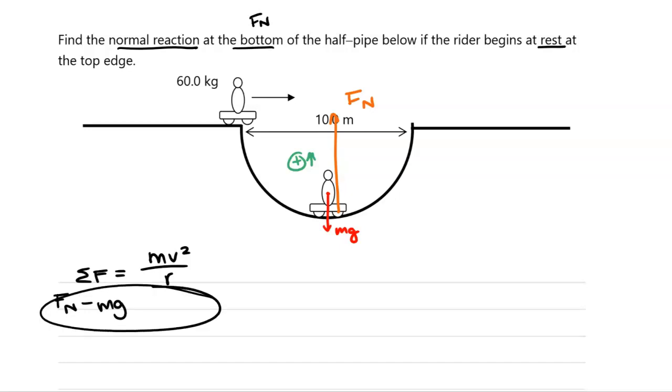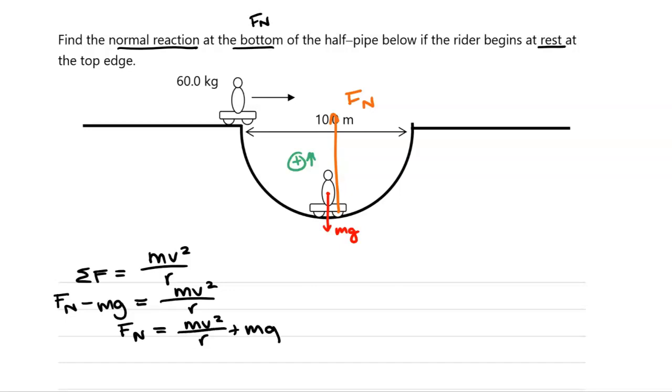This step here is the one that's most poorly done, and that sets up the entire question. So always pause and draw a diagram. I still do, and I've seen thousands of these. So that would be mv squared over r. So Fn will be mv squared over r plus mg.